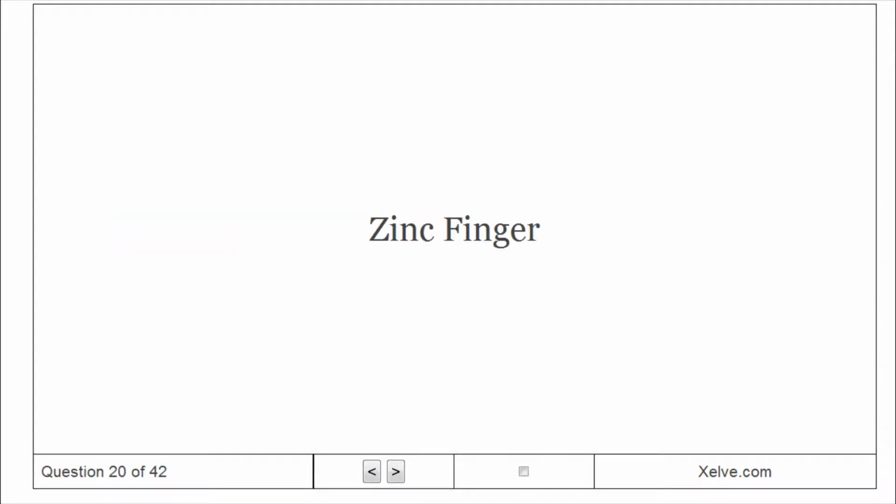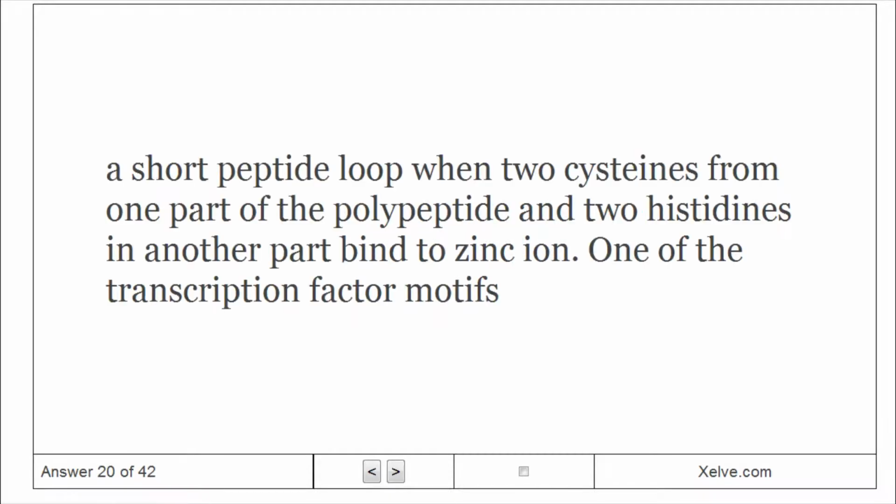Zinc finger. A short peptide loop formed when two cysteines from one part of the polypeptide and two histidines in another part bind to a zinc ion. One of the transcription factor motifs.